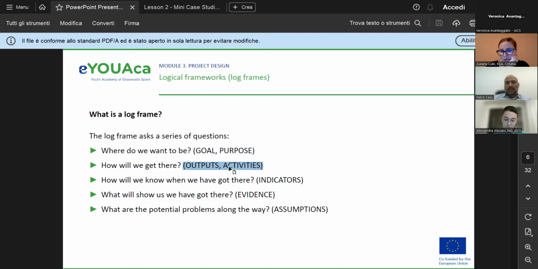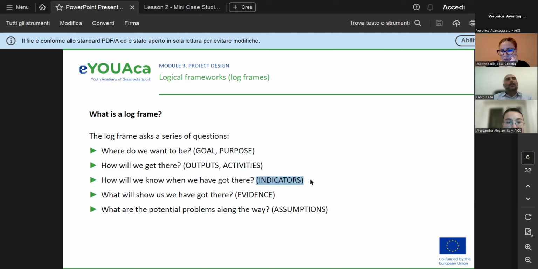But how will we know that we correctly perform those activities? So we need indicators. Sometimes you also call them KPI, that means key performance indicators. These are a list of indicators that tell you if you have correctly reached your activity.